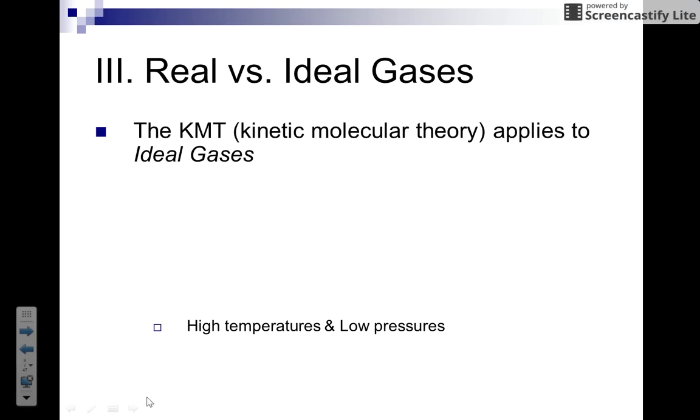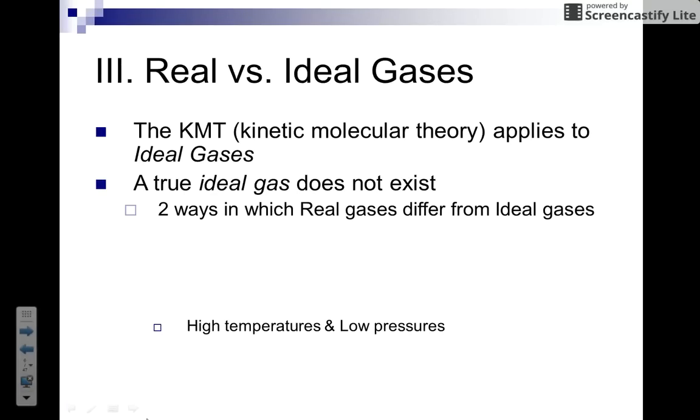The kinetic molecular theory applies only to ideal gases, and we will always assume our gases are ideal gases in all the gas law problems that we do. I need you to understand, though, that a true ideal gas does not exist. So again, remember, ideal gas means perfect gas. Just like there is no perfect person, there is no perfect gas. But as I mentioned, we can behave perfectly if we need to for a short amount of time. Well, gases can behave perfectly under specific conditions.